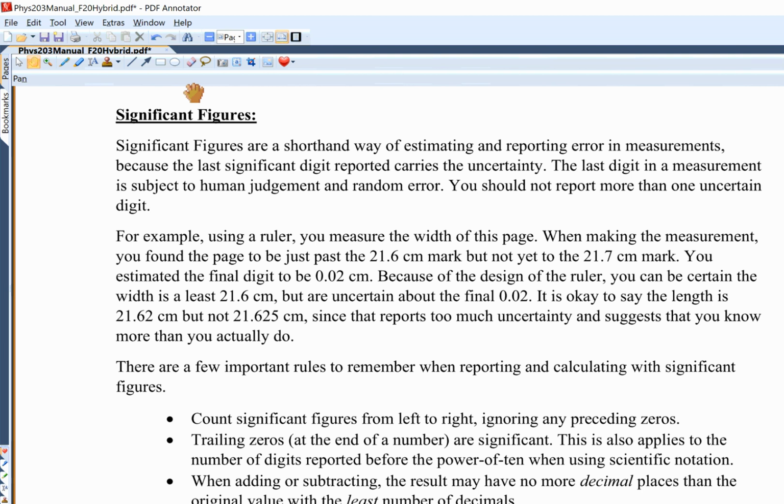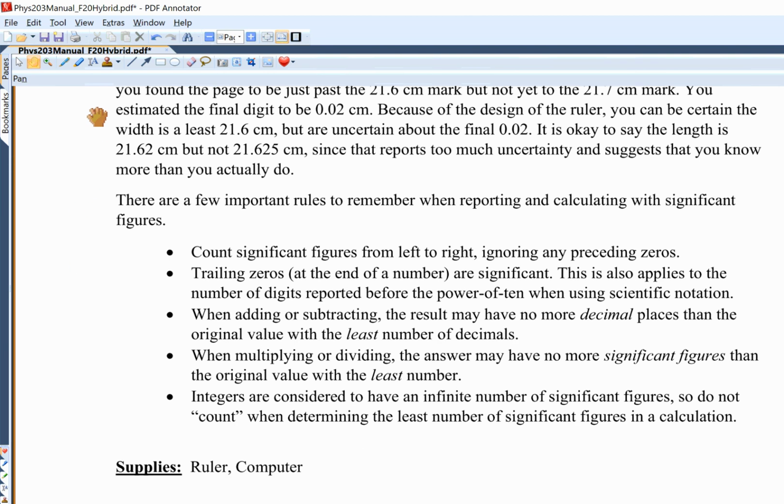I'll leave you to read this on your own, but let's look at these important rules to remember when you're reporting and calculating significant figures. You count significant figures from left to right, and you ignore any preceding zeros. So, for example, if I have 0.202, you would start over here. You wouldn't count this. Who writes a leading zero in a number like this? And so this would have 1, 2, 3 significant figures.